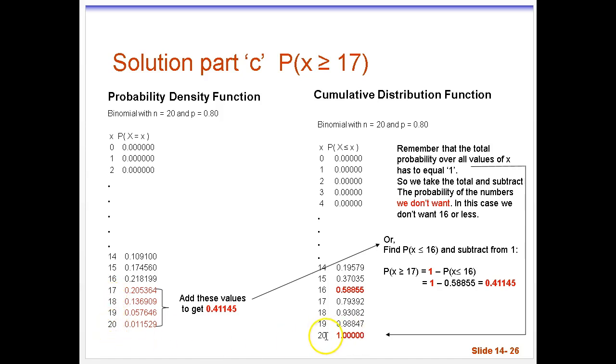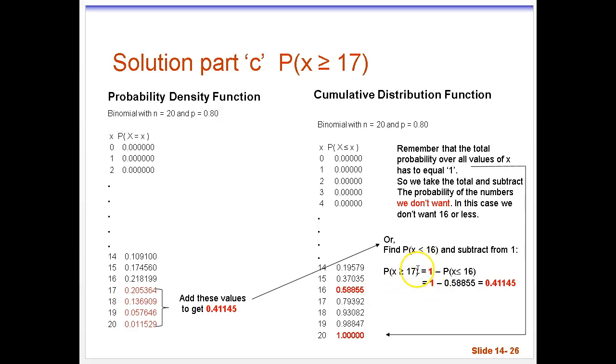But another way to look at this problem is to take the total probability over all values of x and subtract from the total probability the probabilities of the numbers I don't want. Well, I don't want 16, 15, 14, all the way back to 0. Minitab gives me the probability of 16 or less. Here it is, 0.588. So I've set my problem up.